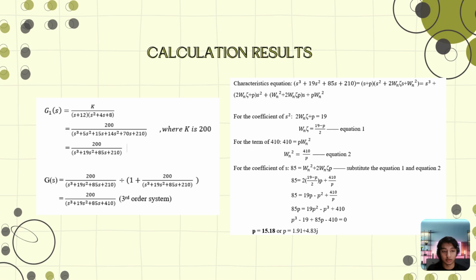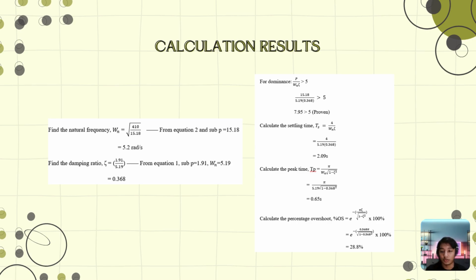The third order system that we got here, and we already given the characteristic equation, and we match this with the standard form, which I already mentioned at the characteristic equation. From coefficient comparison, we derive three equations and solve the cubic. Here are the three equations, and we got p cube minus 19p square plus 85p minus 410 equal to 0. This gives us a real pole at p equal to 15.18 and complex conjugate poles at 1.91 plus minus 4.83j.